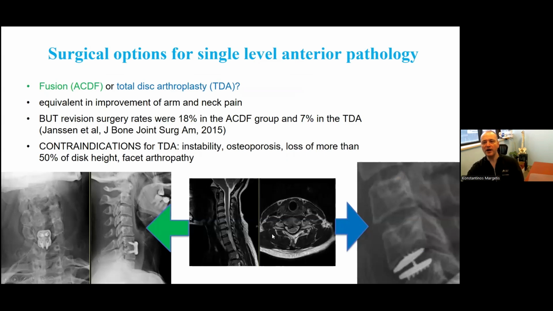So let's go back to this example that we have, a single-level cervical disc herniation that is symptomatic. The main two options that we have for a case like that are to do the ACDF, the anterior cervical discectomy and fusion that we did for that patient, or to do an arthroplasty, where we remove the disc and we put an artificial disc.